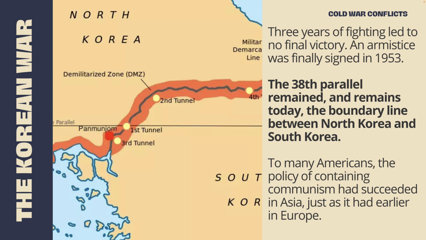And to this day, there is the 38th parallel, which is a boundary line between North Korea and South Korea. North Korea being communist, South Korea being non-communist. And this area along the 38th parallel is called a demilitarized zone, or DMZ, which means there's supposed to be no military action, no military equipment, nothing in that region at all. But it is heavily protected. Just keep that in mind. All right.